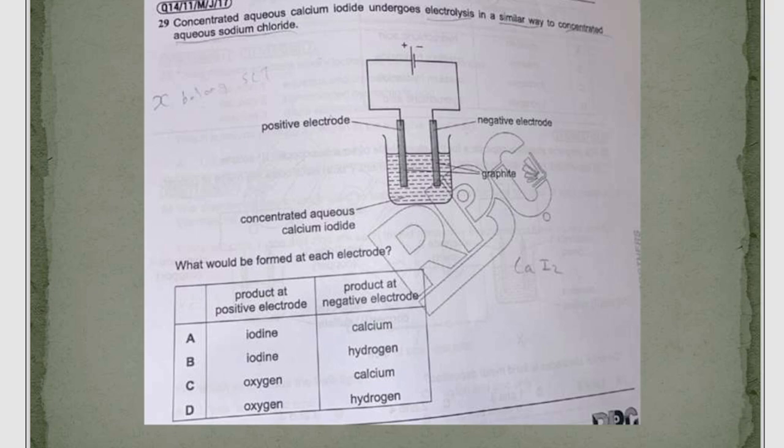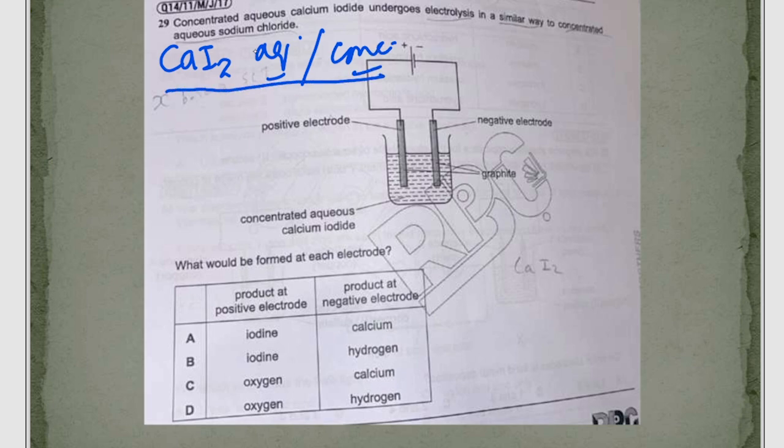Concentrated aqueous calcium iodide. The question is related to calcium iodide undergoing electrolysis, and that will be the aqueous state. This state is aqueous when less water is there. In a similar way, concentrated and aqueous is the same thing. Both terms are used for the same, and it stands for the same conditions for the electrolysis.